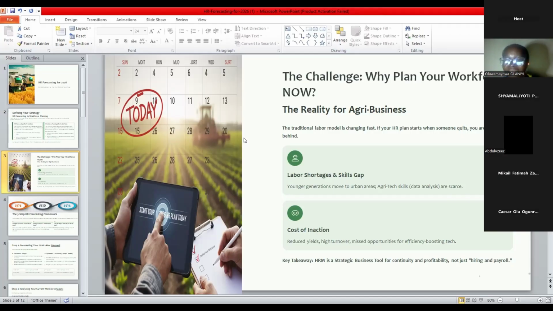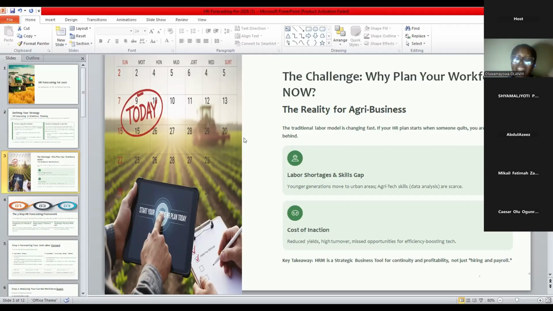So if your HR plan only starts when someone quits, probably one of your employees says, I want to go to school, I want to go to town, then you're already behind. So we need to evolve with the machinery. We need to evolve with the skills that are involved in agriculture. That's why I ask, what are the challenges? We have the labor challenge: shortage and skill gap.